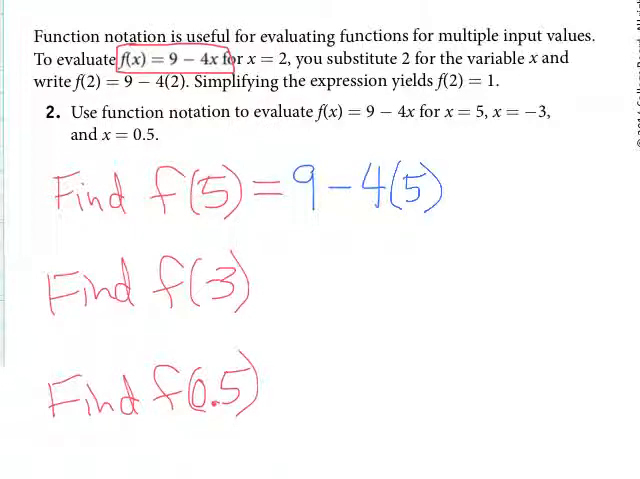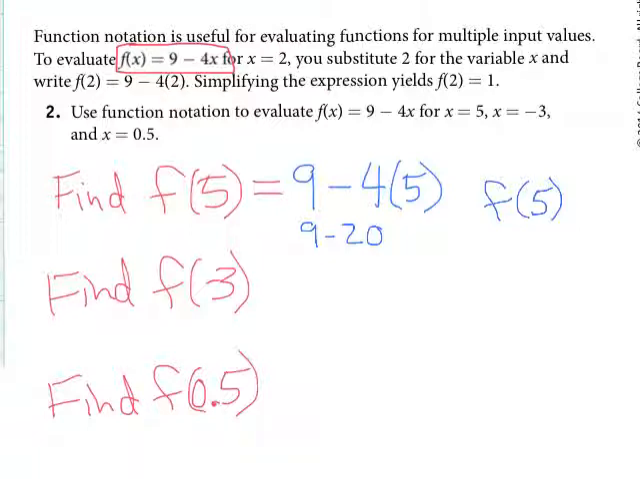So I find the proper function based on the letter that they give me. And then I also have the specific input that I'm supposed to plug in. Now let's figure out what that is. So 4 times 5 is 20. So I have 9 minus 20. What is 9 minus 20? Negative 11, okay? So then my answer, I'm going to write f of 5.